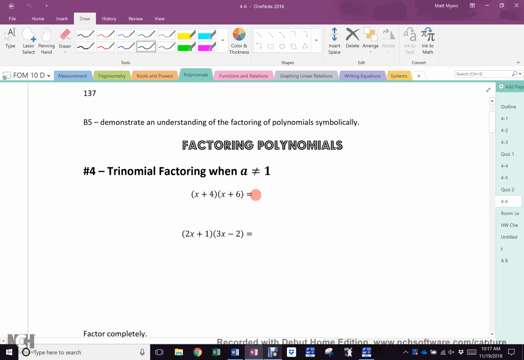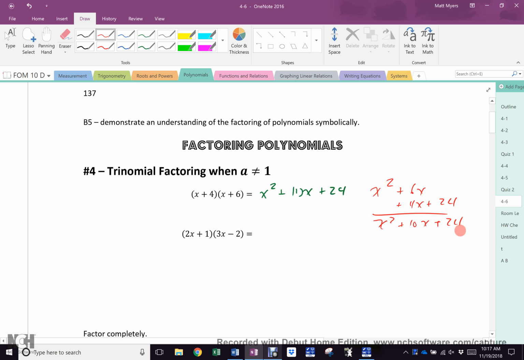Factoring or expansion? That is expansion. We now have a way to expand that in literally 1 second. x squared plus 6x... x squared plus 10x plus 24. We don't even need the steps. Now, some of you want the steps, so you do x squared plus 6x plus 4x plus 24. Collect your like terms and get the answer.